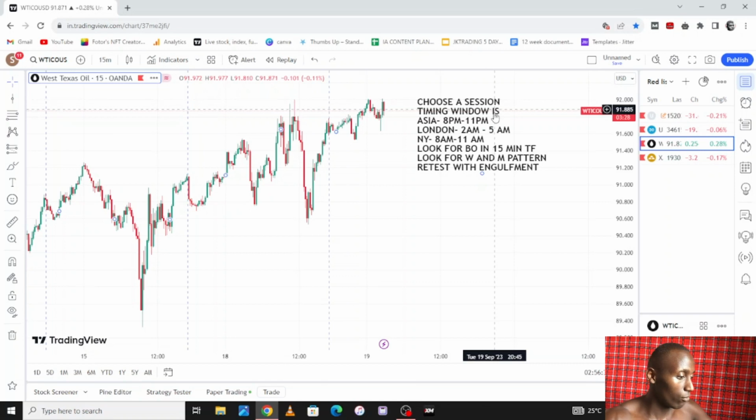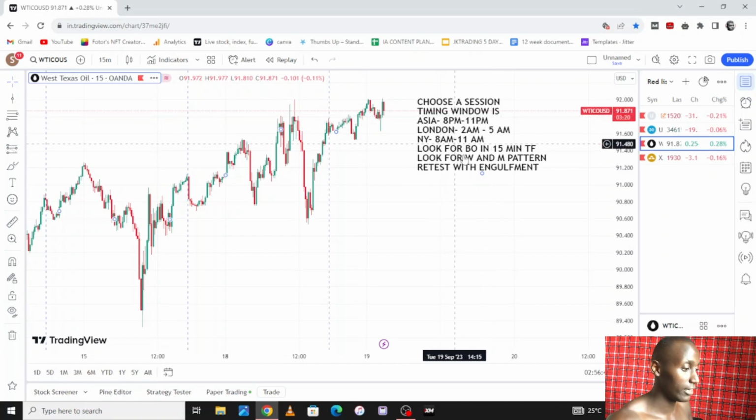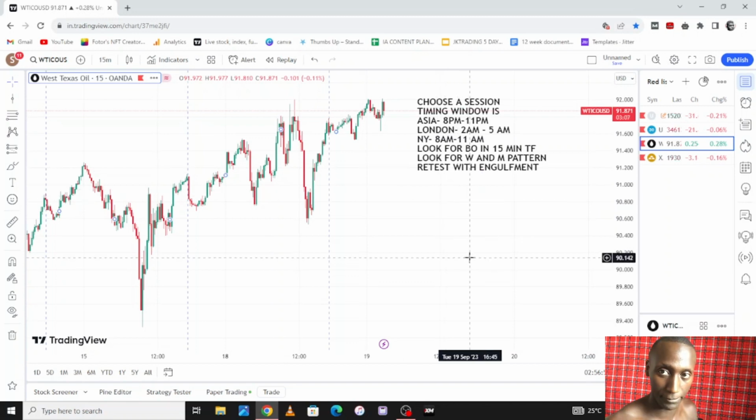And we have a specific timing window in every session. So in Asia, the trading window is between 8 p.m. to 11 p.m. New York time. The London session is 2 a.m. to 5 a.m. and the New York session is 8 a.m. to 11 a.m. Now, we are looking for a breakout.